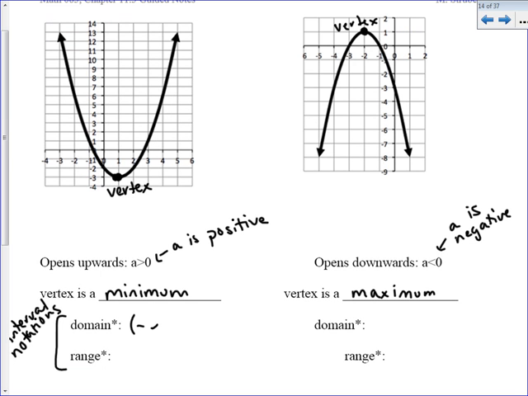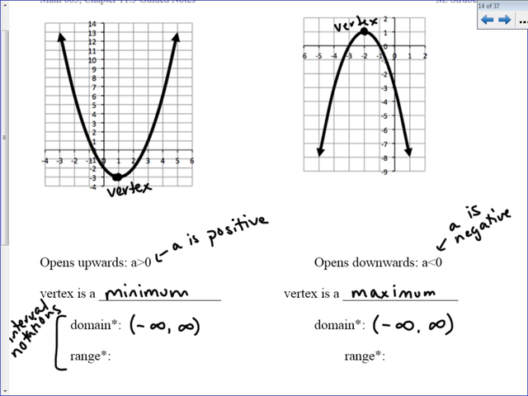Our domain is always negative infinity to positive infinity. Doesn't matter if it opens up, doesn't matter if it opens down, doesn't matter where it sits. Our domain is always negative infinity to positive infinity. So there's no problems. There's no holes in our domain.